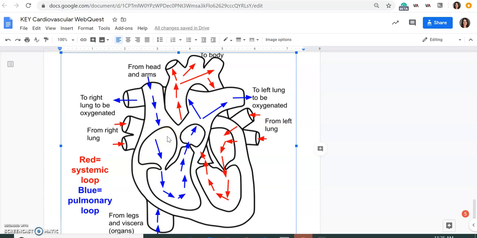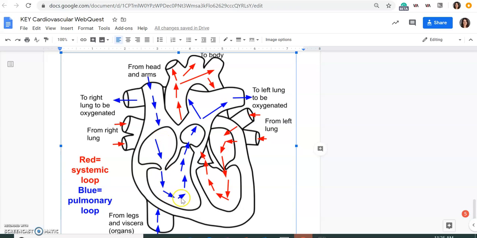So blue again is the pulmonary loop. This is deoxygenated blood, and then red is systemic loop, with the oxygen-rich blood. So from the head and the arms, this is the superior vena cava, leads into the right atria, as well as the inferior vena cava.